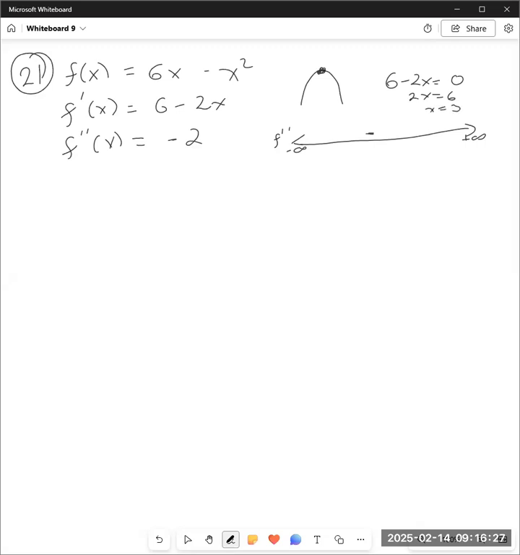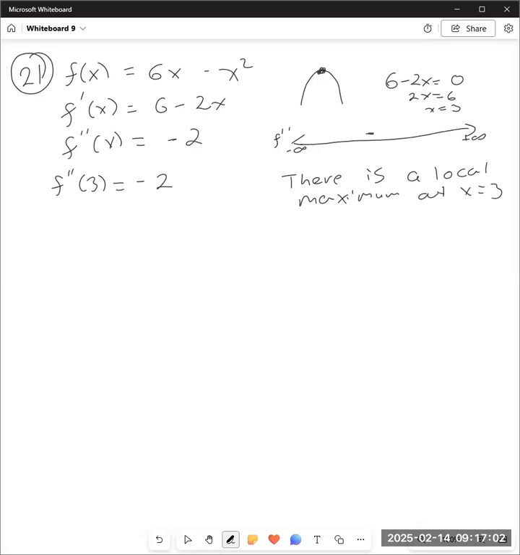So picking 3 to be my point that I want to test the concavity for, f double prime of 3 is definitely -2 since there's no x value to change this. Since it's a critical number and concave down, there is a local maximum at x equals 3.